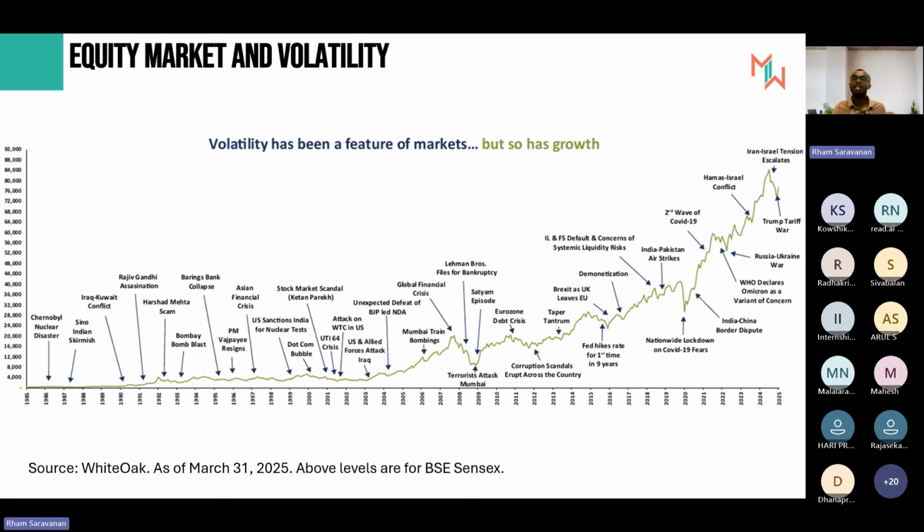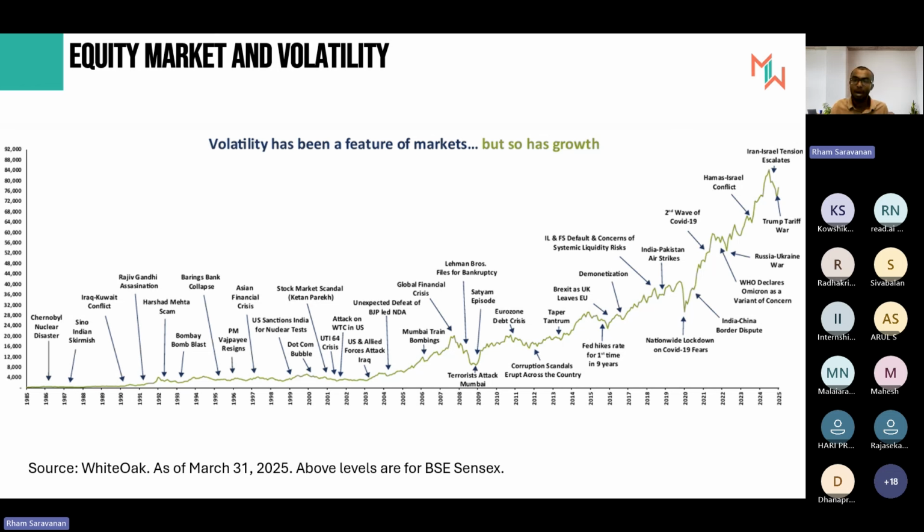Now, here's the important observation. Every single one of these events felt like the end of the world at that moment, right? But none of them stopped long-term wealth creation. Despite all these shocks, look at the direction of the market over time. The trend is clearly upward. Markets don't move in a straight line, but they reward patience, not prediction. This is very important. This is why volatility should not be seen as a problem. It is the price you pay for equity returns.